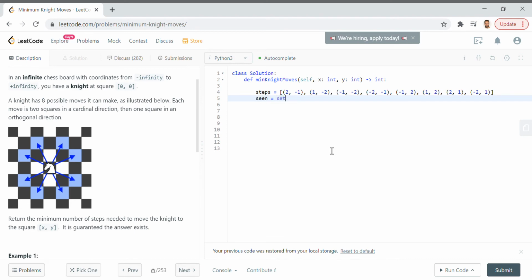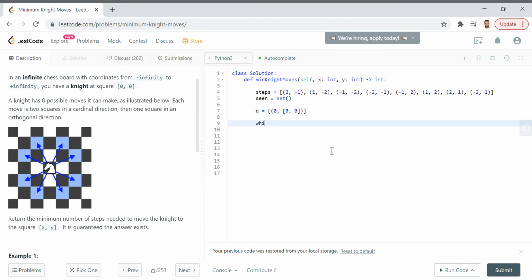Seen equals a set. This is a trick for your breadth first search: since we're going to need a queue, we want to not revisit any spots. If we've seen them, continue with the processing. Now let's initialize our queue. It will have a tuple that is the number of moves that we have made thus far and the coordinate that we are at in the current state.